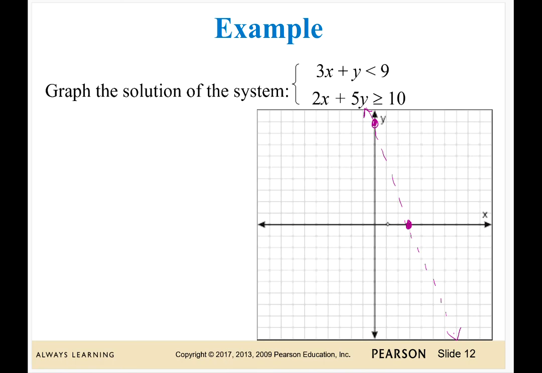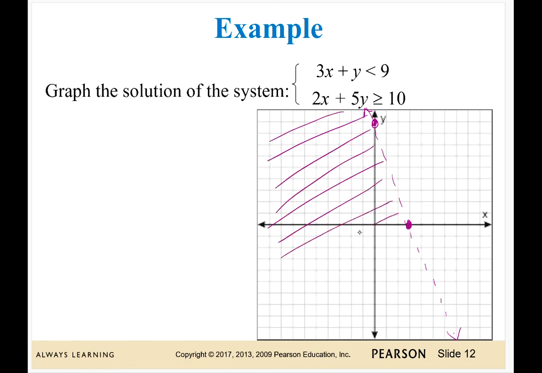And then you're going to test 0, 0. By plugging in 0 plus 0, is that less than 9? It is. So that means everything on this side should be shaded in. All right, so that's all going to be shaded. Okay, then we're going to go to the next line.